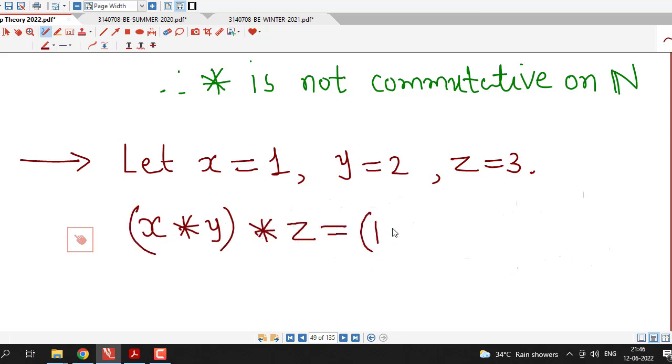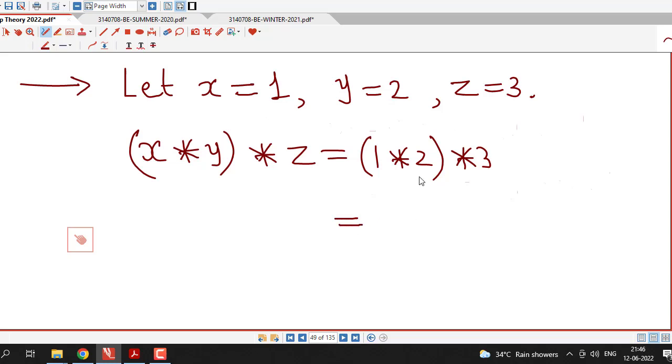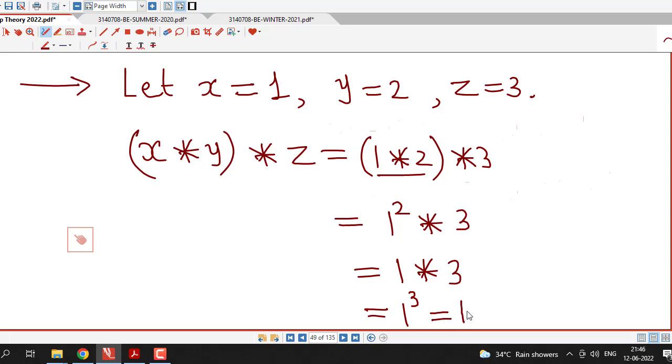X is 1, y is 2, z is 3. Now by definition of the given binary operation, 1 star 2 is 1 raised to 2, star 3. 1 raised to 2 is 1. So we have 1 star 3, and 1 star 3 is again 1 raised to 3, that is 1.